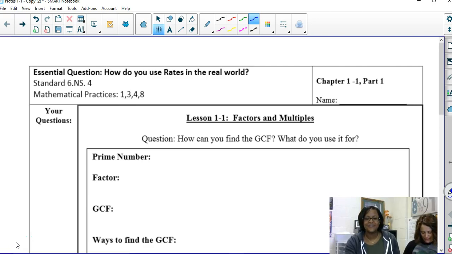Yay. Miss Grauberger, you taught 4th grade. Did we learn about factors and multiples back then? We did, back when we talked about fractions.